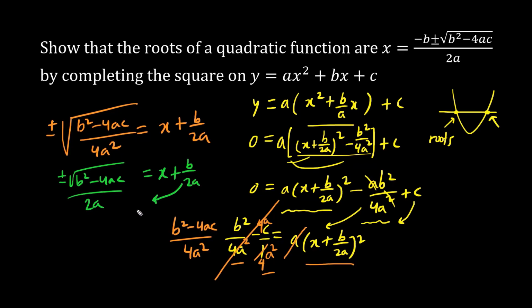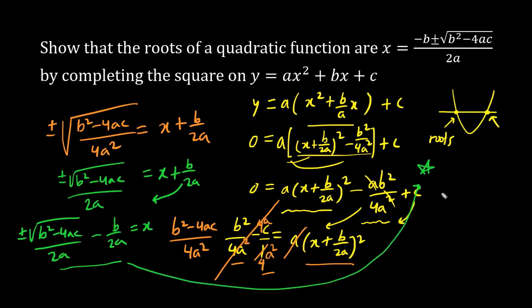Next, this positive b over 2a becomes a minus. So I'm just copying this again. Minus b over 2a. And again, we have a common denominator, so we can combine these into one term. Let's continue over here. We have x equals this whole business, minus b plus minus the square root of b squared minus 4ac all over 2a. And this is what we're trying to prove. We're trying to prove that this formula, the quadratic formula, gives us the roots, also known as the x-intercepts.